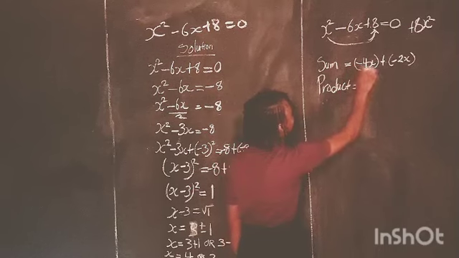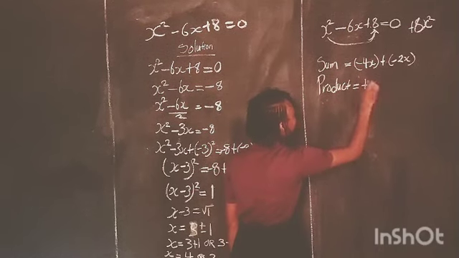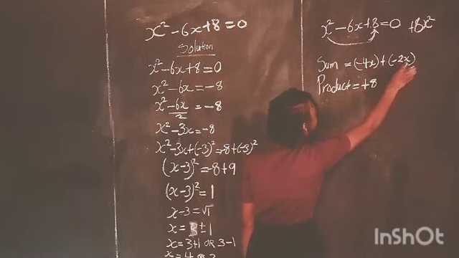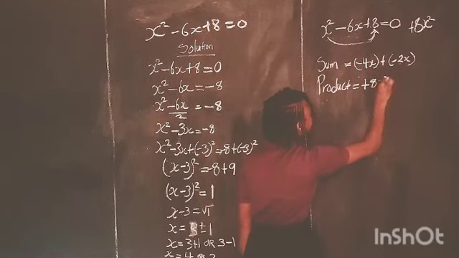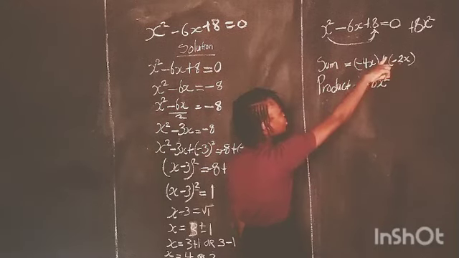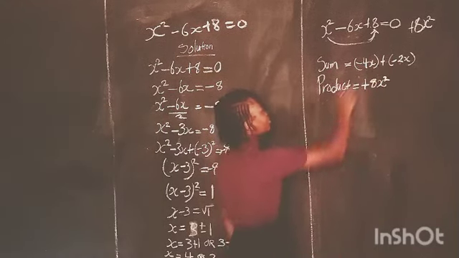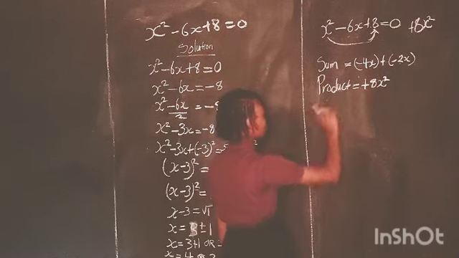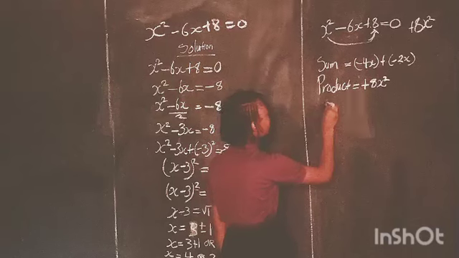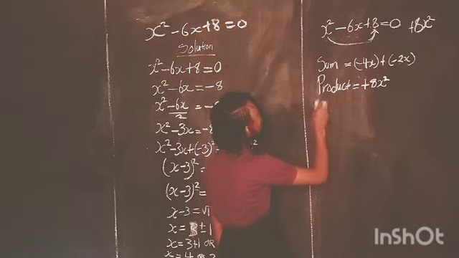Then we multiply them. That's the product. Minus times minus will give us plus. 4 times 2 will give us 8. Then x multiplied by x will give us x squared. So you see we have gotten plus 8x squared. So we're getting the two numbers we need. We're going to make use of minus 4x and minus 2x. Okay, so we'll continue solving.